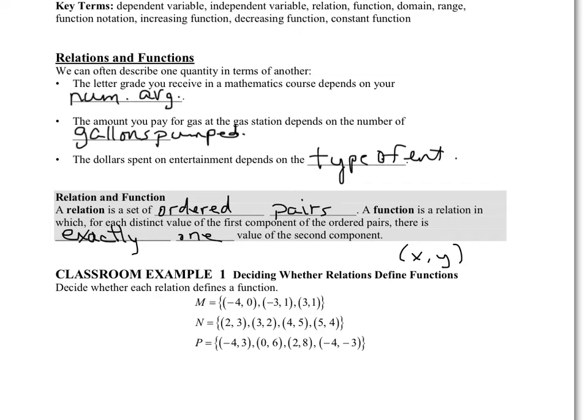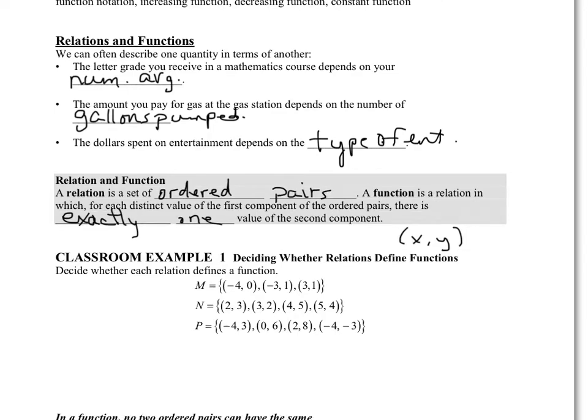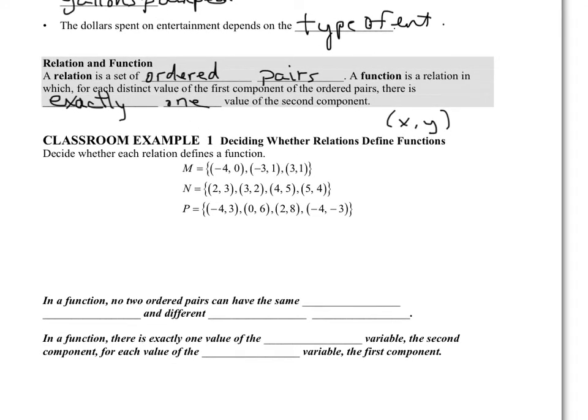The only time we're going to have a problem is if we get the same first component, the same x, going to two different y's. So if we ever see an ordered pair where the x value is repeated in more than one ordered pair, it won't be a function. So let's look at this example where we have some sets of ordered pairs and we have to determine whether the relation defines a function or not.